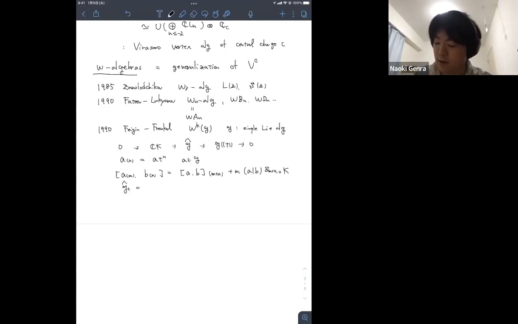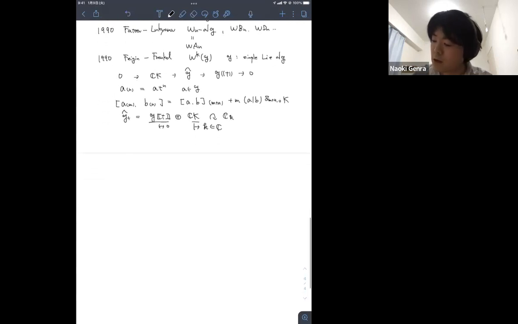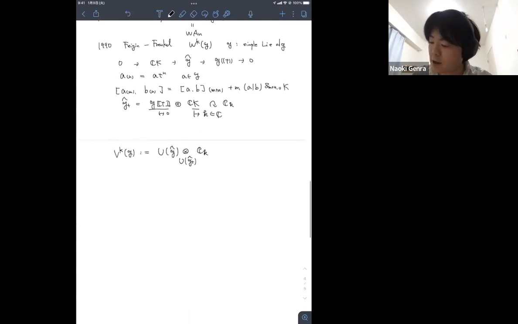Also we consider the Lie subalgebra ĝ_+, which is g[t] plus CK, acting on a one-dimensional representation. This acts on zero by the scalar k. So we define V^k(g). This is also considered an induced module, U(ĝ) tensor C_k. Also, the PBW theorem implies that as a vector space it looks like the polynomials in a_{-1}, a_{-2}, and so on. We can also define this as a vertex algebra, called the affine vertex algebra associated to g at level k.